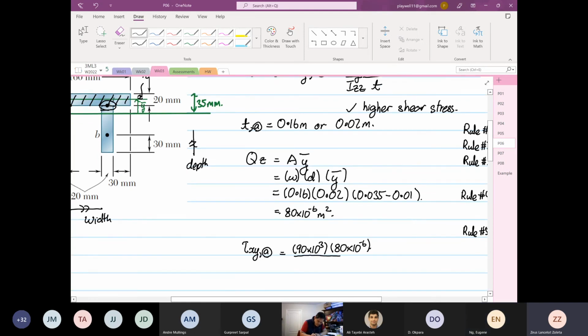Divided by Izz. I forgot what our Izz is. Let me look at our Izz value. Our Iz is 5.813 times 10 to the power minus 6. Now the thickness.